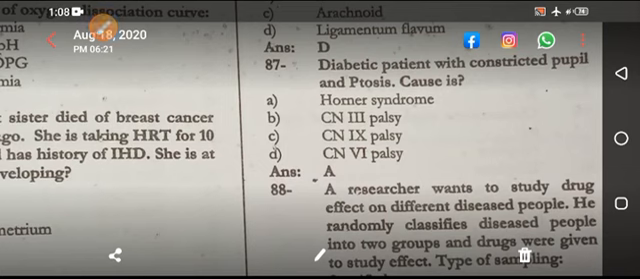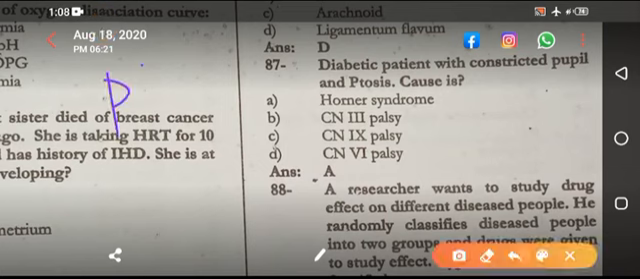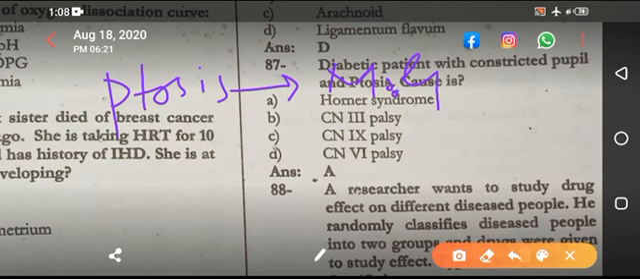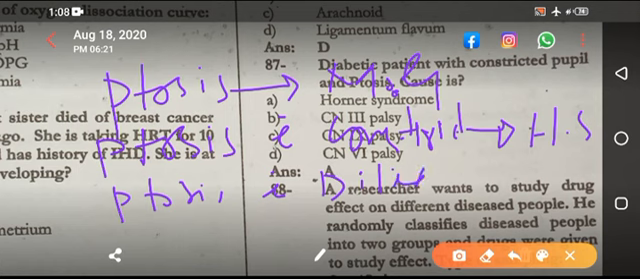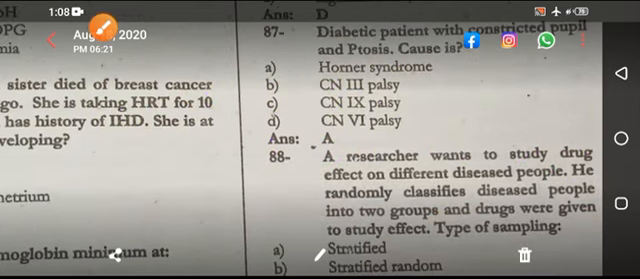Diabetic patient with constricted pupil and ptosis. This is an important thing. Only ptosis: if a patient is having only ptosis, the answer is myasthenia gravis. If a person is having ptosis with constricted pupil, the answer is Horner syndrome. If a person is having ptosis with dilated pupil, the answer is third nerve palsy. Coming next, the answer over here is Horner syndrome because the pupil is constricted.